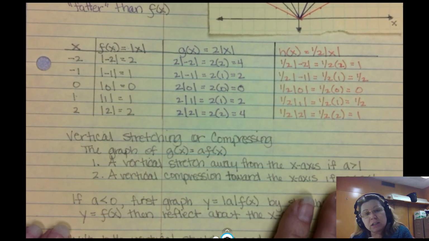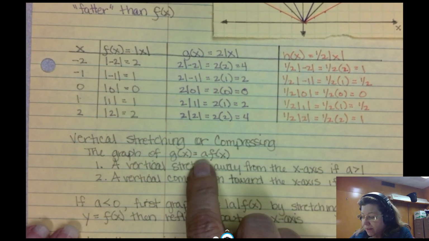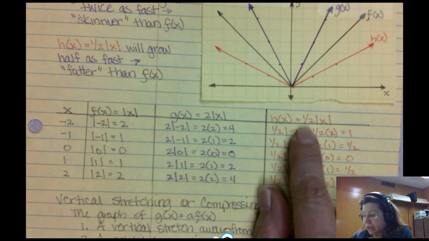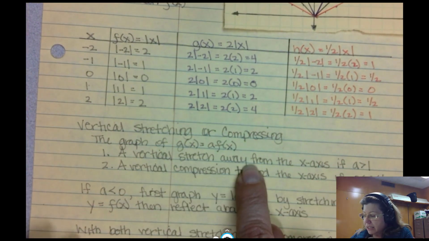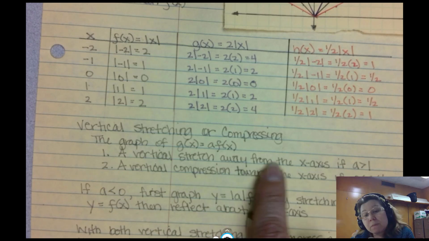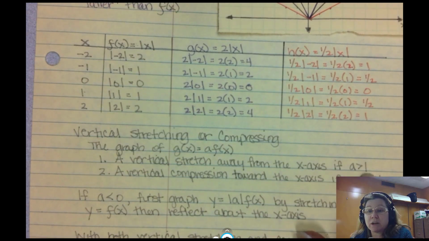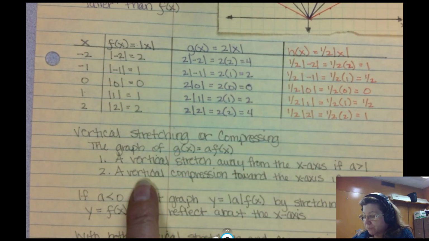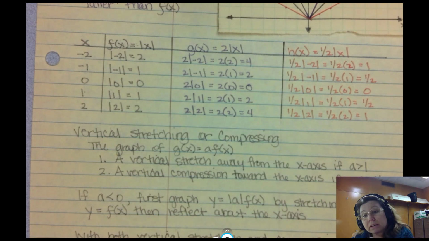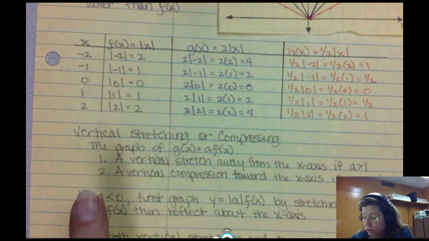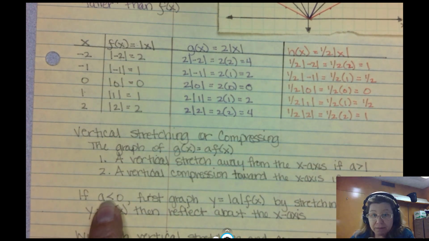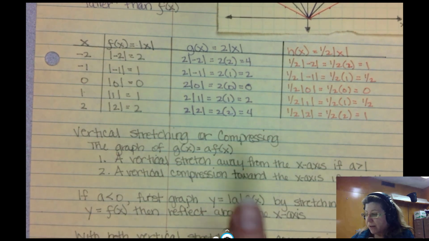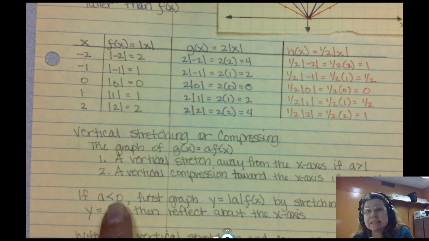Vertical stretching is where we have this a in front, so we had 2 here and we had 1/2 here. If it is a vertical stretch away from the x-axis, that's when your a value is greater than 1. We had a 2, so it went faster away from x. A vertical compression towards x is if it's between 0 and 1. Right? Now, we didn't talk about what happens if it's negative. Well, first you're going to graph what happens with the stretching and compressing, and then of course since it's negative, it's going to be a reflection.